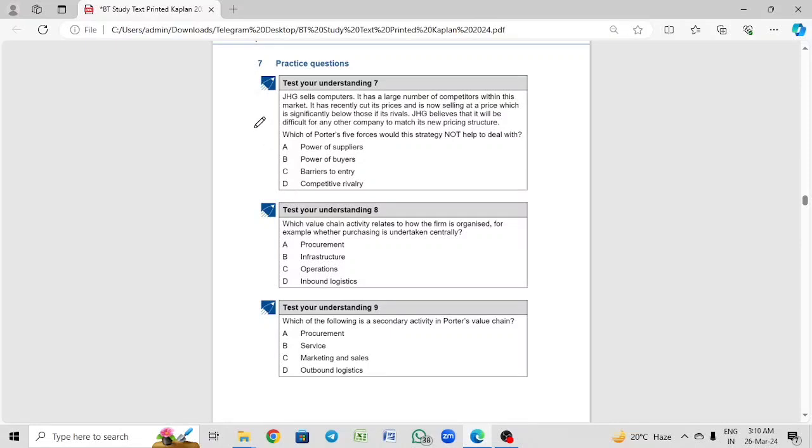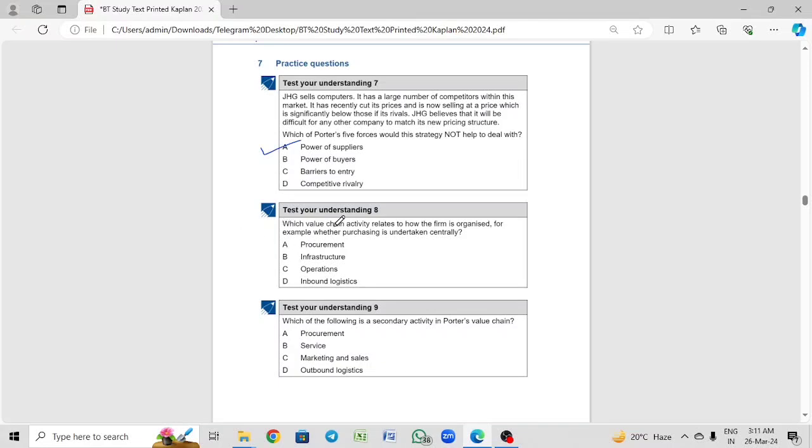So it is power of suppliers, okay. Power of buyer is low, threat of entry is again low because new entrants won't be able to match up with the prices, okay. And the competitive rivalry again, so it is power of suppliers, okay.